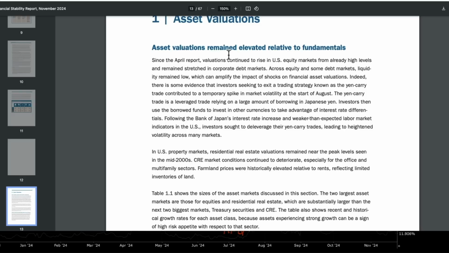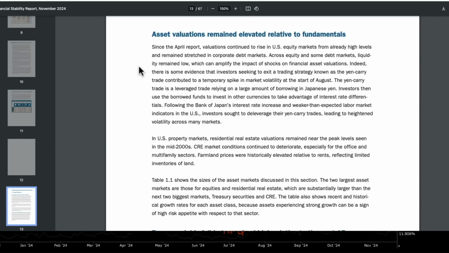Asset valuations remained elevated relative to fundamentals. Since the April report, valuations continue to rise in U.S. equity markets from already high levels and remain stretched in corporate debt markets. Now that's, I think, a pretty good opening line, that we were already at high levels and we're even higher at this point in time.